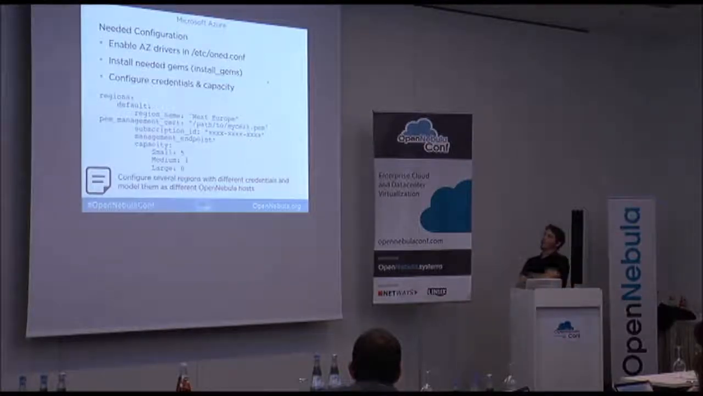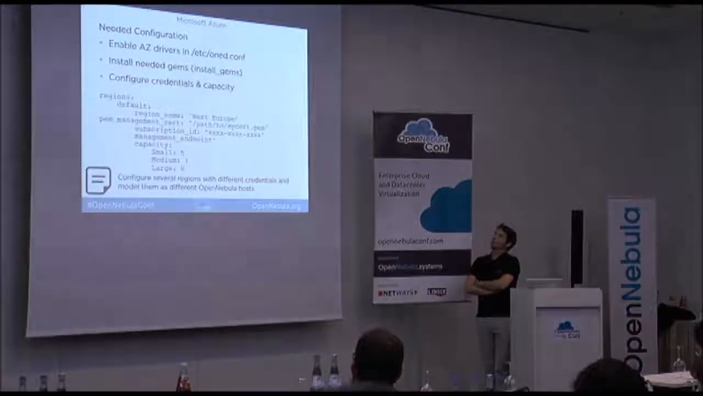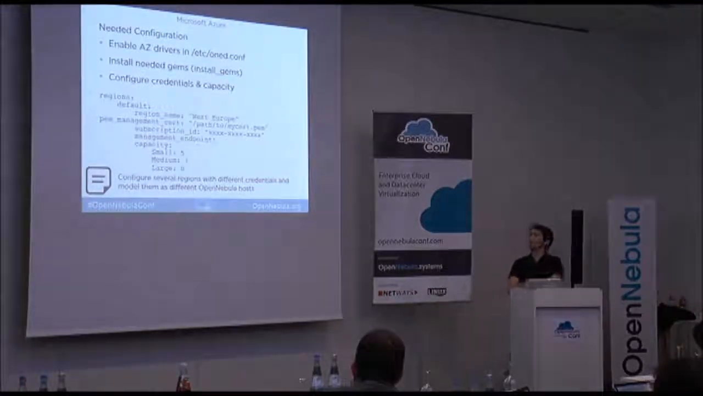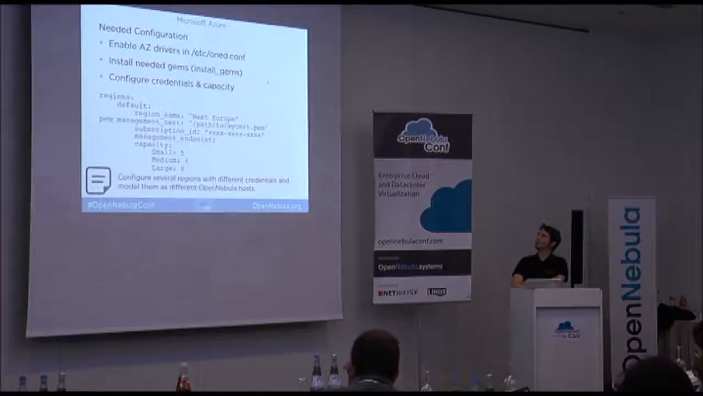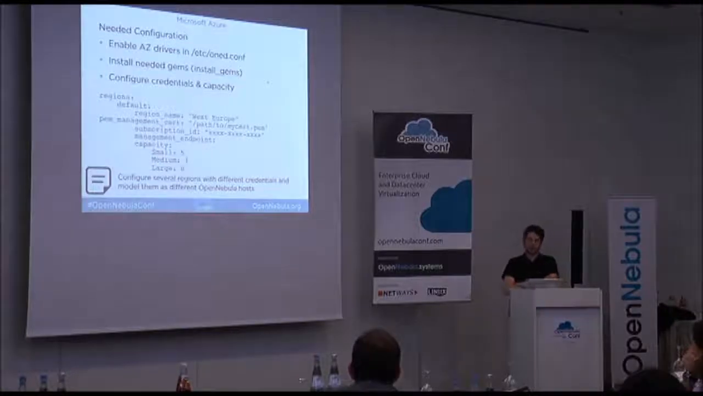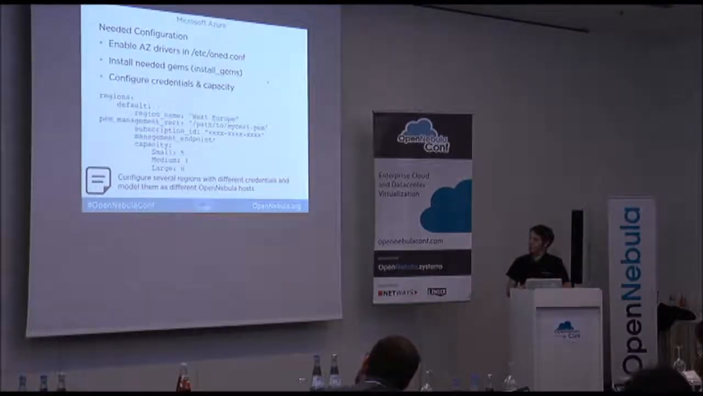So basically, for Microsoft Azure, just enable the Azure drivers. Again, install the needed gems, which in this case are different from the Amazon EC2, obviously. And you just put your credentials. In this case, in Azure, you need a subscription ID and a PEM certificate that you download from the Azure management console. And again, you can configure different regions with different credentials. So even if it's a completely different public cloud with a different set of features, you configure them in OpenNebula the exact same way.